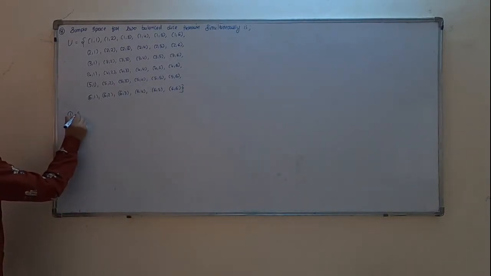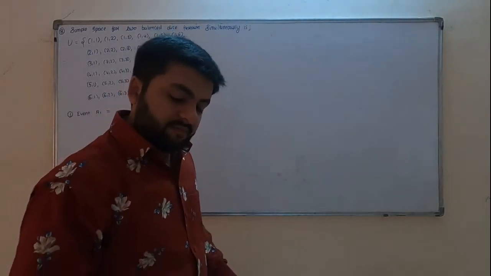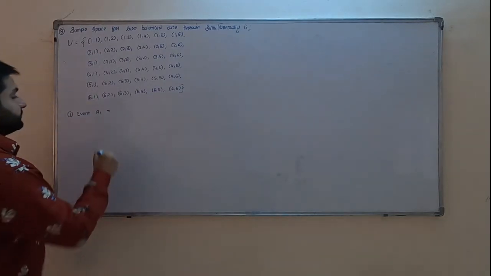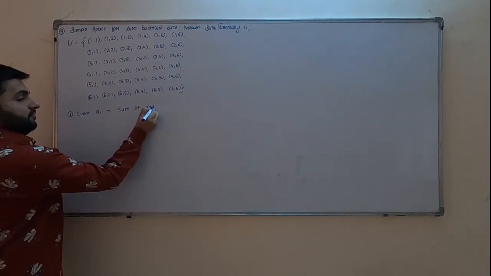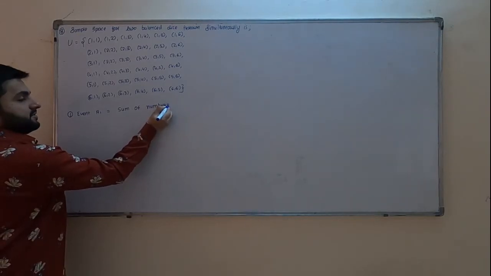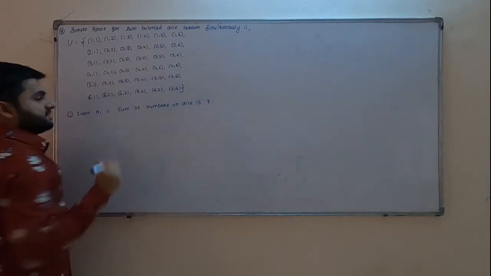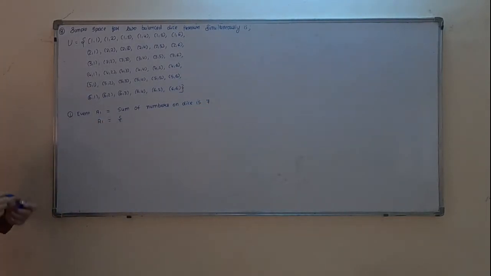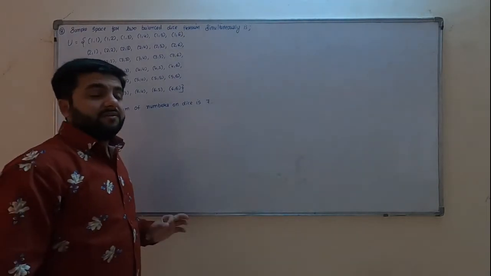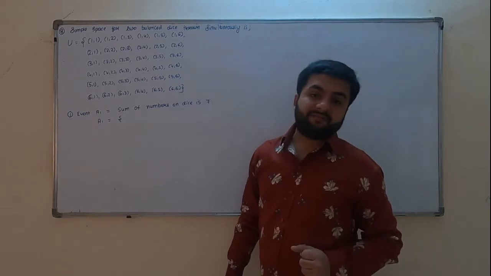Event number 1, A1 is equal to sum of numbers on dice is 7. Elements for A1. Now friends, we have to check where the sum is 7.